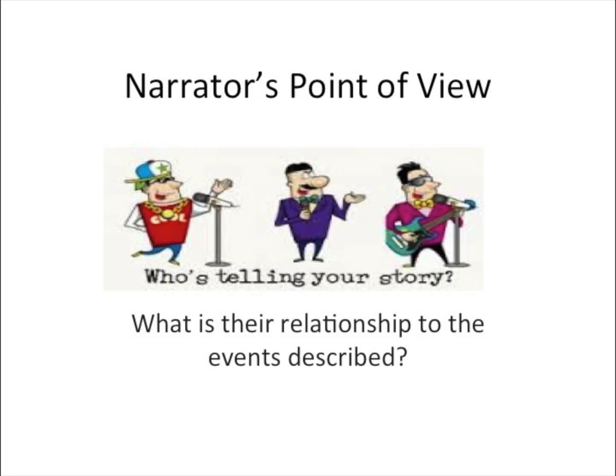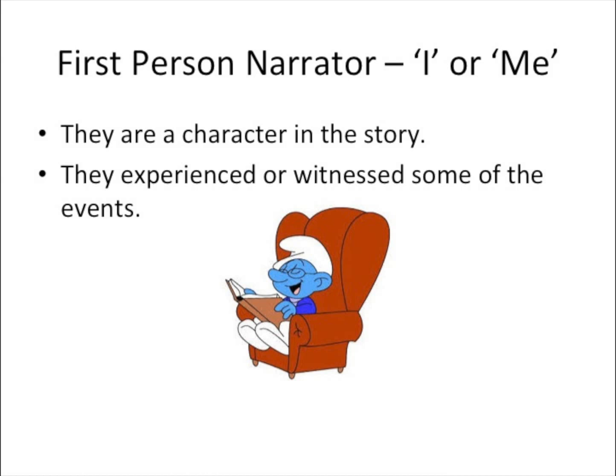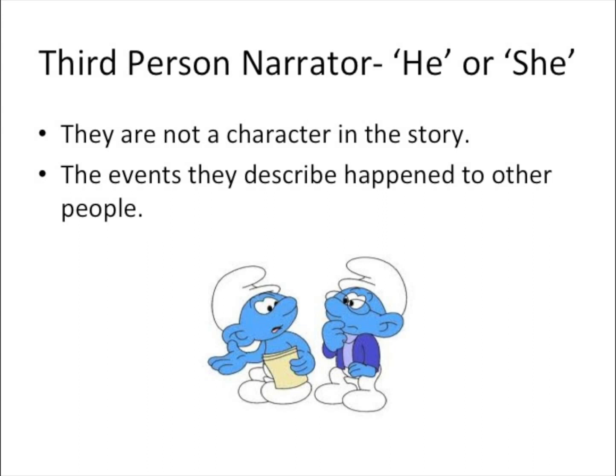In order to decide the narrator's point of view, we need to look at their relationship to the events that are being described. If they are a first-person narrator, they will use the pronoun I or me. They are a character in the story, and they have experienced or witnessed some of the events narrated. A third-person narrator will use the pronoun he or she. This narrator is not a character in the story, and the events that they describe or narrate happen to other people.